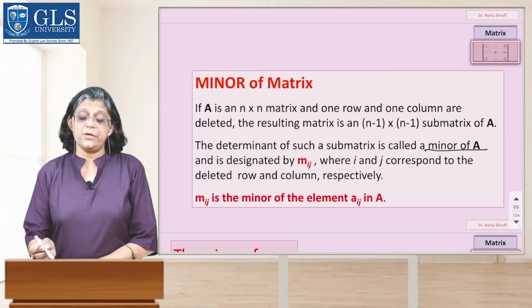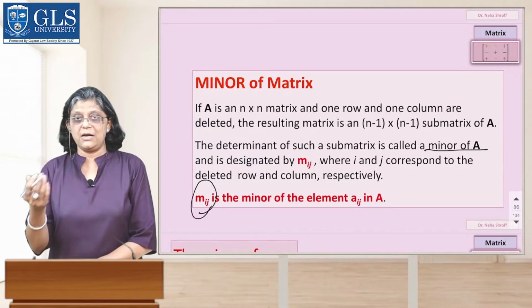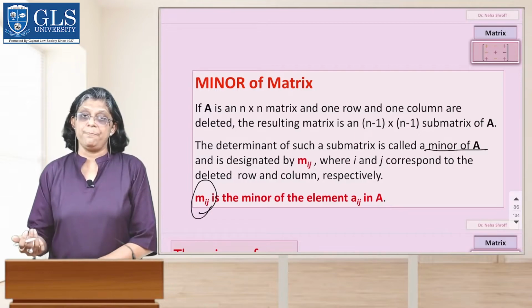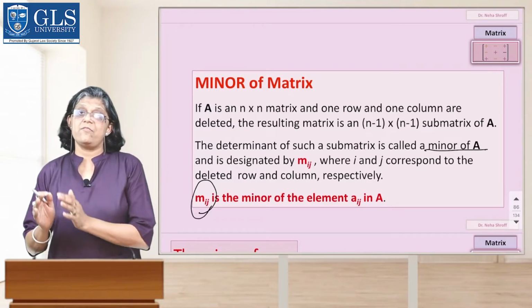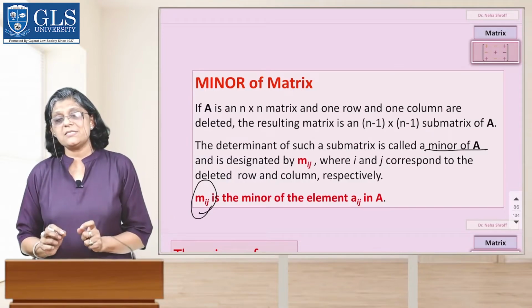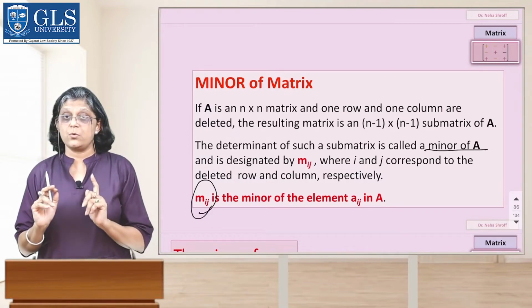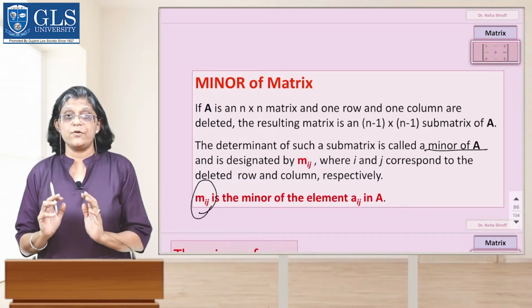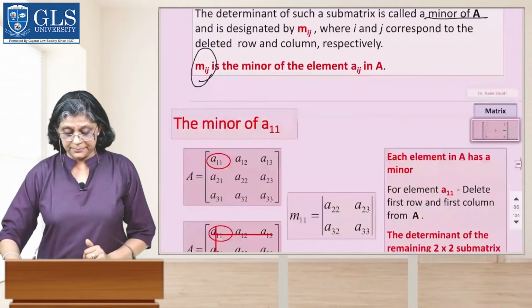It is denoted by the notation Mij. For generalized formula, it is Mij. So suppose there are 4 elements, there will be 4 minors. Suppose there are 6 elements, there will be 6. Sorry, we don't go for that, we go for the square matrix. So 9 elements, 9 minors are there.